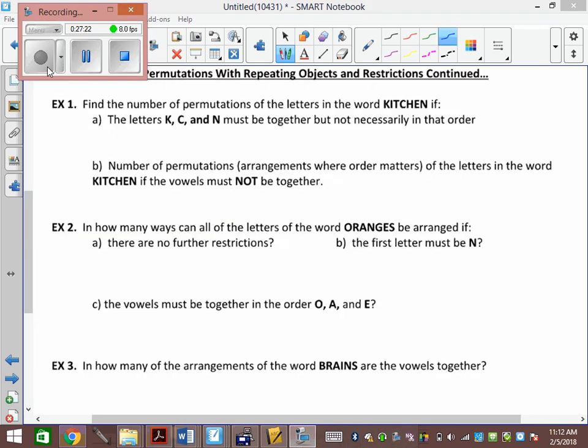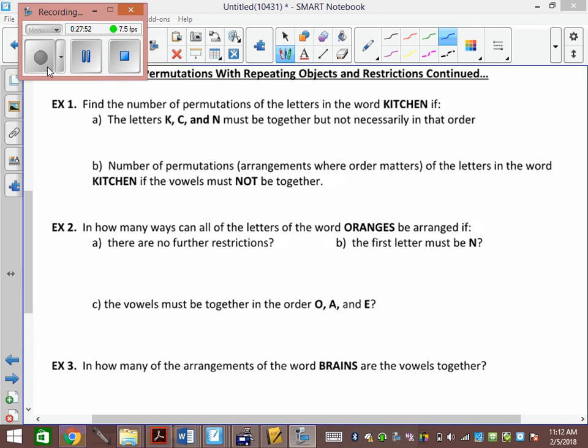Okay. So the stuff we're going to deal with today are words, but they still don't have repetitions, which makes a difference. Like kitchen as opposed to pool. Pool would have 2 O's, right? The stuff we're dealing with today, every letter is different, which makes it easier. So find the number of the permutations of the letters in the word kitchen. Kitchen is how many letters? 7. Are there any doubling letters? No.